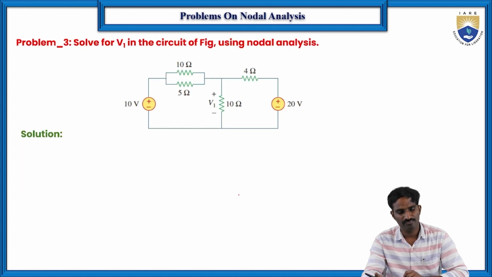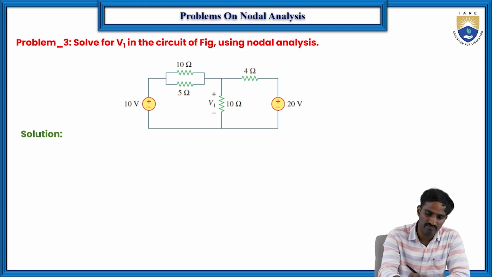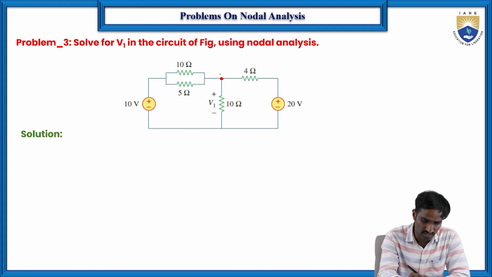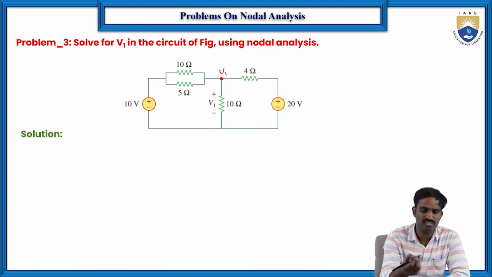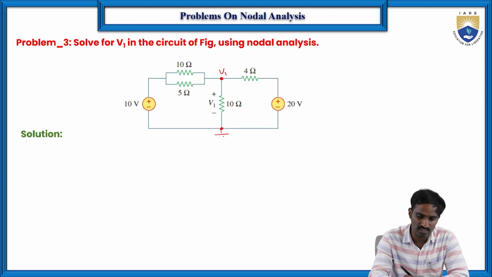Next, we are going to solve the next problem, problem 3. Here again we need to find the voltage V1, which means the voltage across this 10 ohms resistor that they are asking us to find. So how do we find it? It is very simple, because again we need to just identify the node. Here we have only one node. Let us consider this as V1. The potential here is V1, because both are the same. And the potential here we are making the ground, so 0.